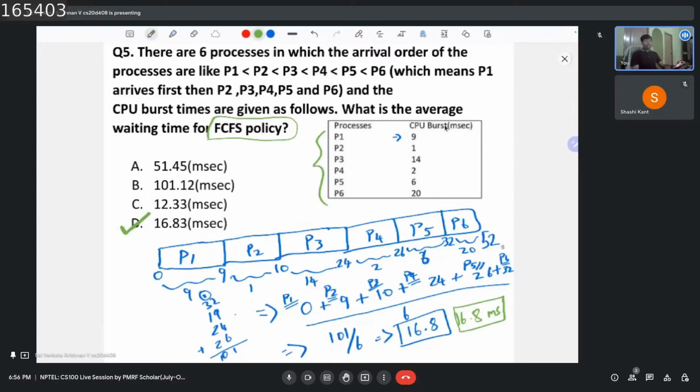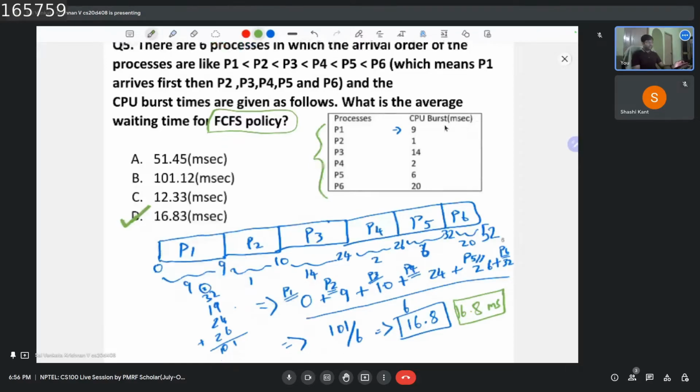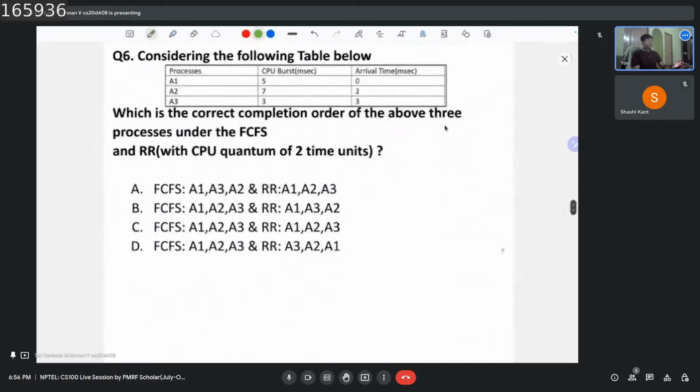Any doubts in this question? If not, we'll move to the sixth question. So consider the following table. We are given three processes, A1, A2, A3, and we are told to find the correct completion order. So in what order will these processes get completed given this burst time and arrival time, under two scenarios. The first scenario is first come first serve, and the second scenario is round robin, where the time quantum is two time units, that is 2 milliseconds, right?